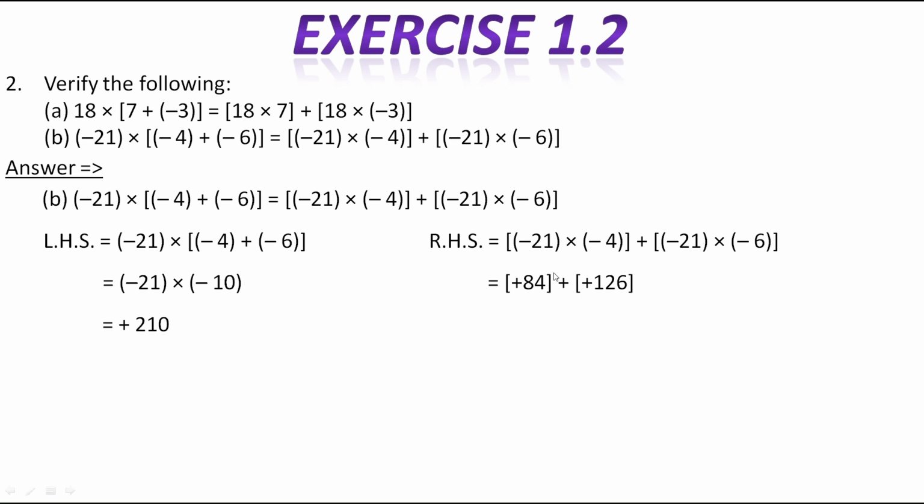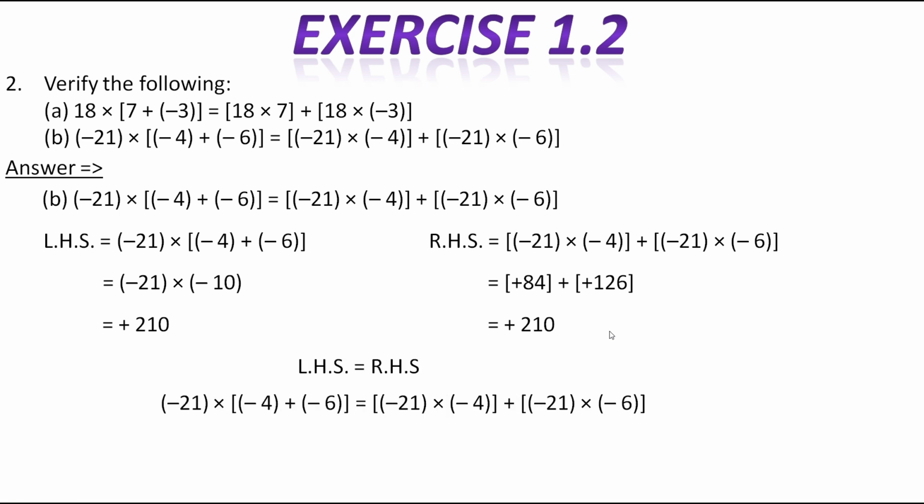Now here in between we have a plus sign and both of them have the plus sign, so we will add. 126 plus 84 is equal to 210 with plus sign because the bigger number has the plus sign. Now we got LHS equal to RHS, therefore the equation is correct.